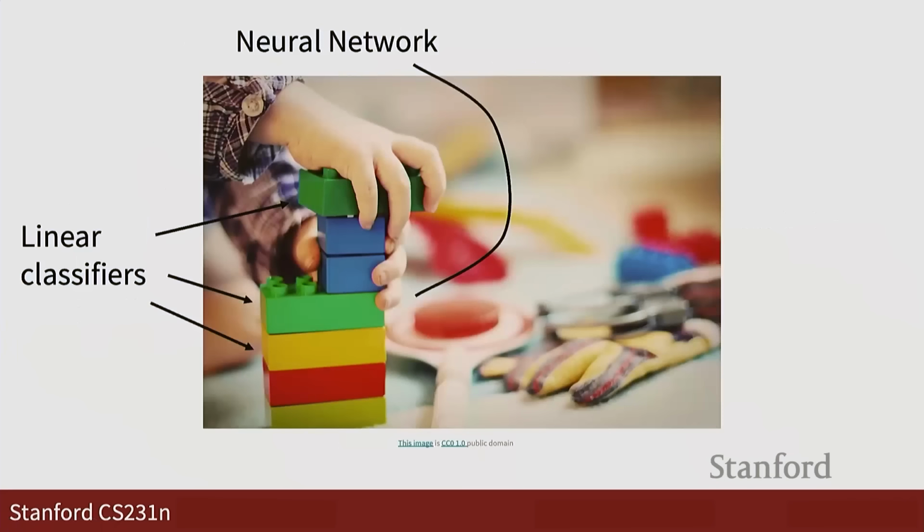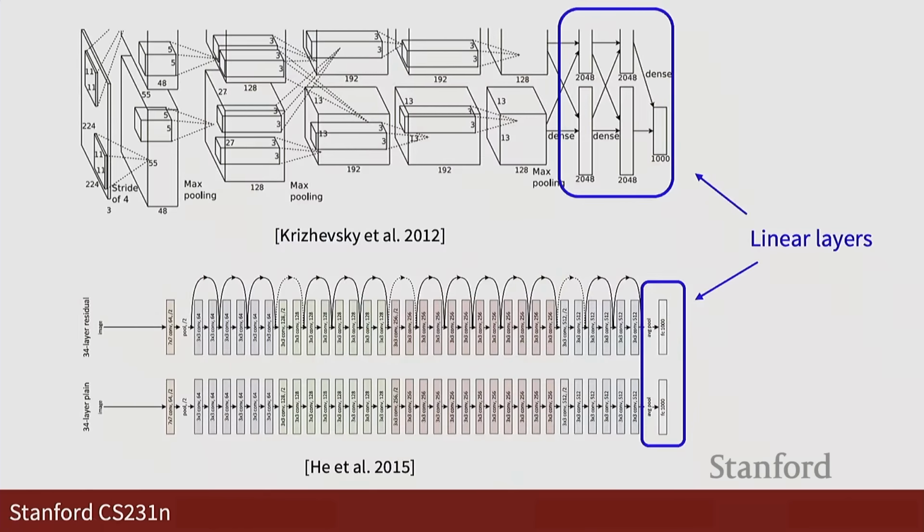As I said, these linear functions are actually building blocks for building neural networks. Each of these linear classifiers, linear functions, when put together one after the other, create these large neural networks. Although there are a lot of other things that need to be added, this is one of the most important components. If we look at some of the popular neural networks, we can see that linear functions are everywhere in the architectures.